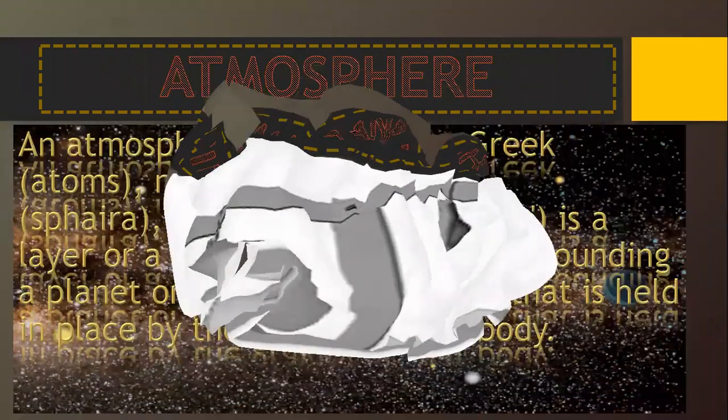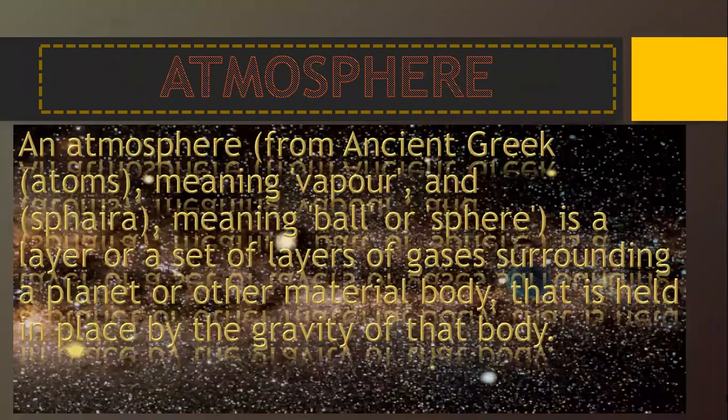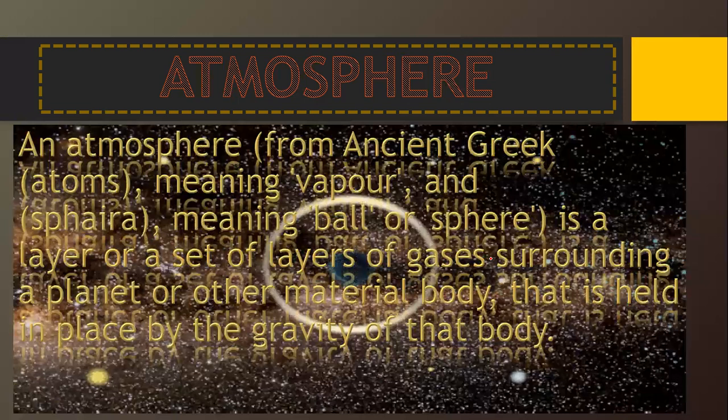There is an example: atmosphere. An atmosphere, from ancient Greek atmos meaning vapors and sphaira meaning ball or sphere, is a layer or a set of layers of gases surrounding a planet or other material body that is held in place by the gravity of that body.